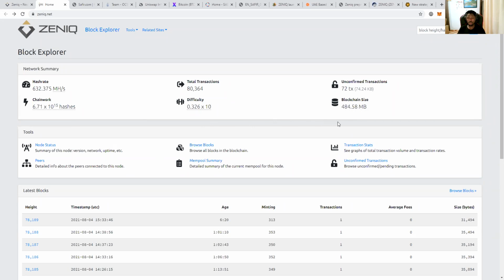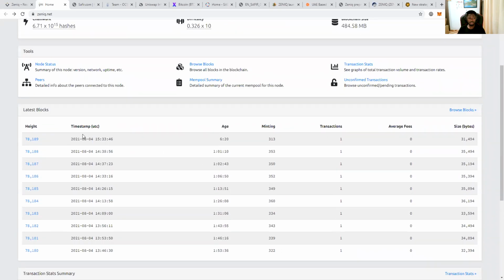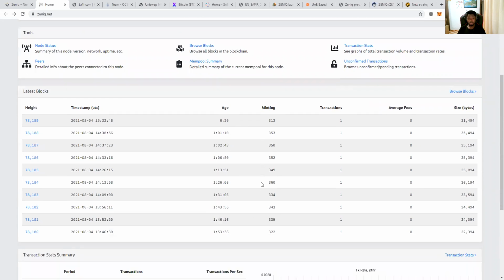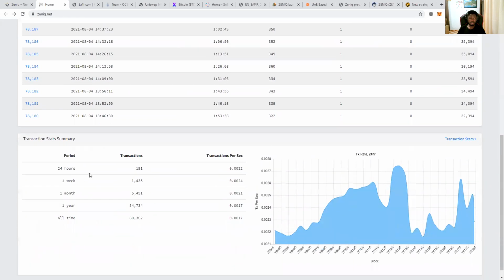You come to understand why all of these things are important. And of course, you get to see every single block that is being confirmed, every single block that is being minted. You also have extra information with respect to the transactions, that is transactions per second and all of that.